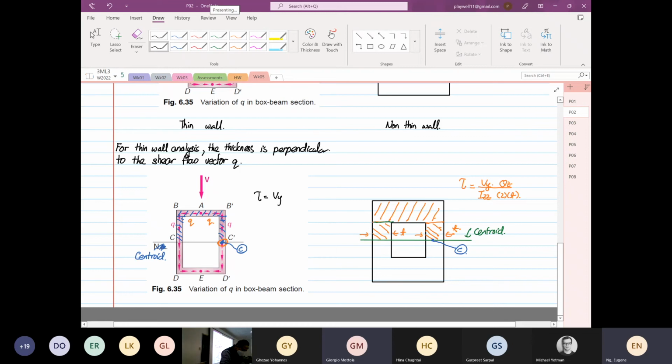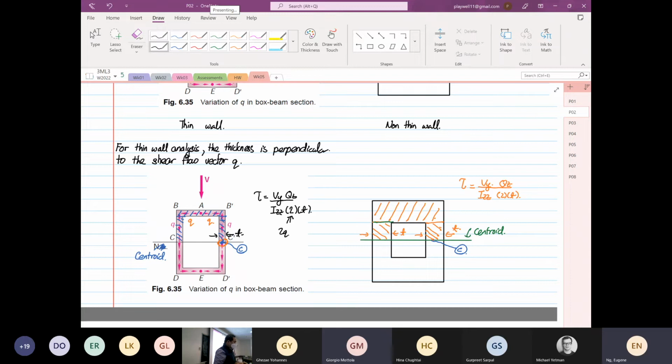equal to Vy over Izz Qz. Because it's box beam, right? You take this as 2. The 2 over here because of 2q. And then you divide by your thickness. So this is the what? Thickness. So the formula is very, very similar. Yes or no? The 2 over there is because you have q going from one side, q going on the other side. Okay. So now you can see some similarities between thick wall and thin wall analysis.